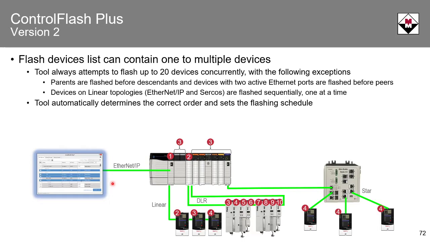This tool will always attempt to flash up to 20 devices with the following exceptions. Parents are always flashed before descendants, and devices with 2 Ethernet ports, like this EN2TR shown here, get flashed before peers. So let's say these are I/O modules. Devices on linear topologies are flashed sequentially one at a time, as well as device level rings. And then in the case of this switch, all devices are flashed at the same time. The tool automatically determines the correct order.